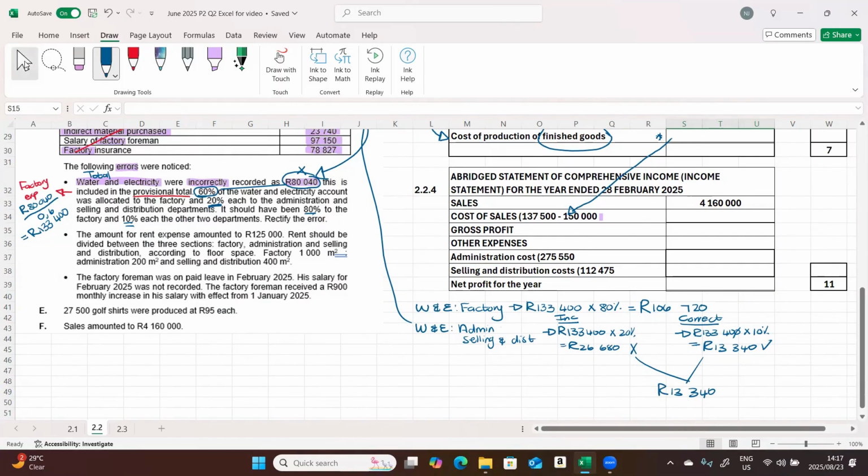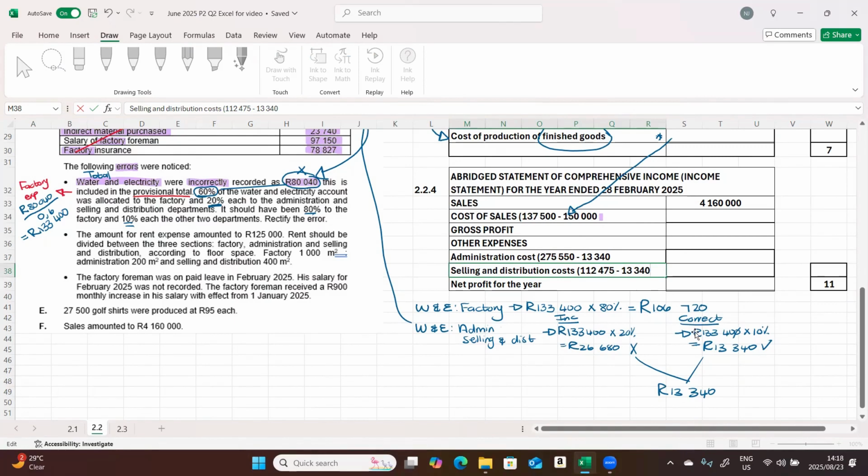So then we go to admin. Here we have our administration cost. Okay, we know that we have to subtract 13,340 over here. Okay, why? Because we had it too high. We added a wrong amount that was too high. 13,340 Rand too high. So we have to reduce it. The same thing with selling and distribution cost. We are going to have to reduce it with the 13,340. Okay, very important, guys.